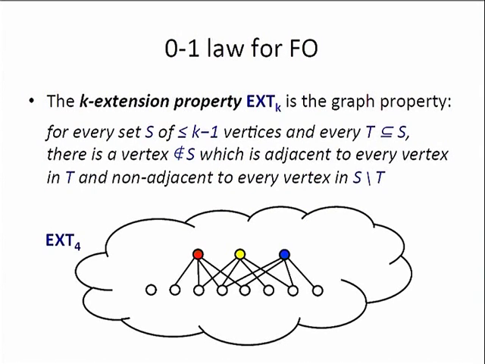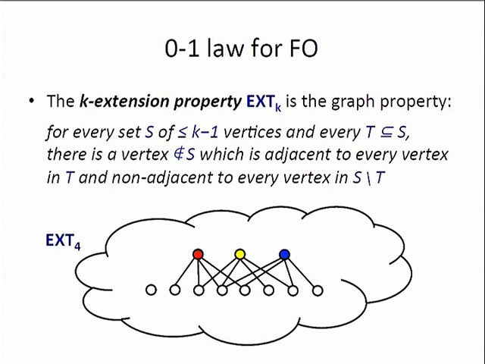So the proof of this 0-1 law uses the following graph property known as k-extendability, or the k-extension property, which I'll denote by x sub k. Okay? So this property says that for every set S of at most k minus 1 vertices, and every subset T of S, we can find some vertex in the graph outside of S, which is adjacent to everything in T, and non-adjacent to everything in S minus T. So that's the statement.